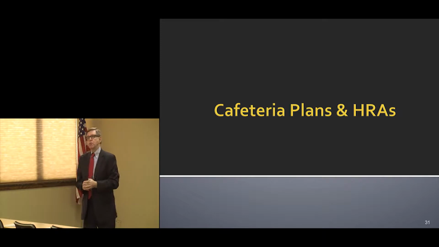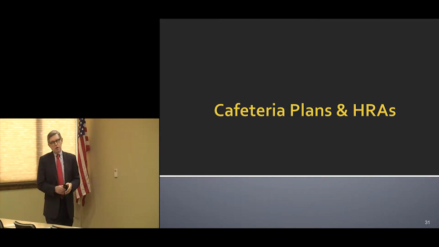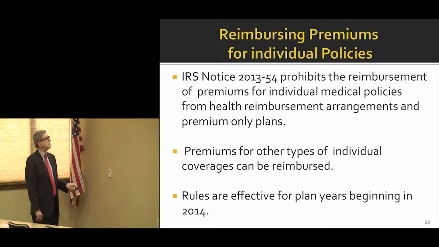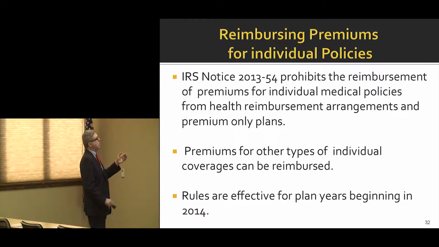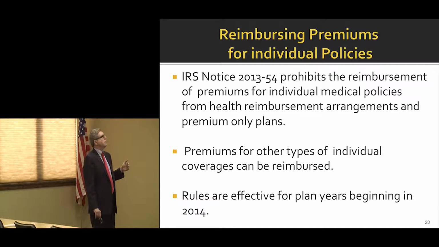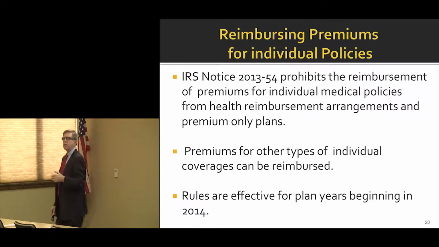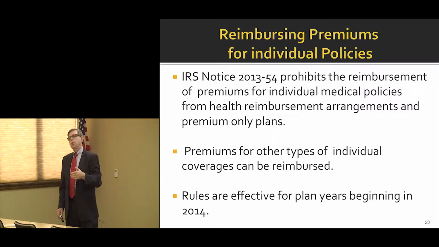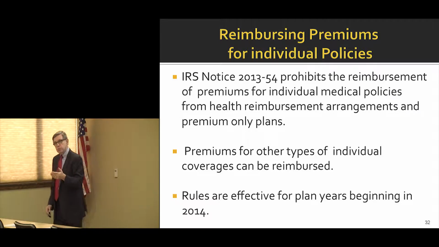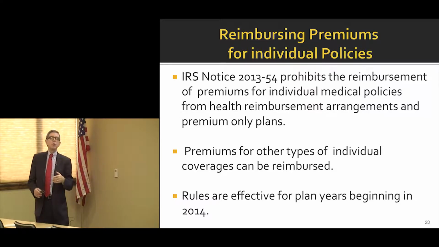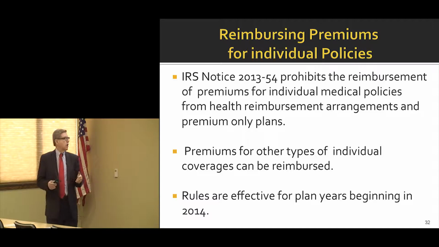Now, one of the biggest changes just recently was on cafeteria plans and HRAs. The IRS has come out with a lot of guidance recently in regard to this. Notice 2013-54 prohibits reimbursement of premiums for individual medical policies from health reimbursement arrangements and premium-only plans. Basically, many small employers couldn't afford group health plans, so they were saying, employees, bring us your individual premiums, and we're going to reimburse it under an HRA or a POP plan, and we can do it pre-tax. And many times with HRAs, they would also reimburse unreimbursed expenses. This was somewhat common in the small plan market. But 2013-54 said, sorry, you can't do it anymore starting in 2014. It is not possible to do that.